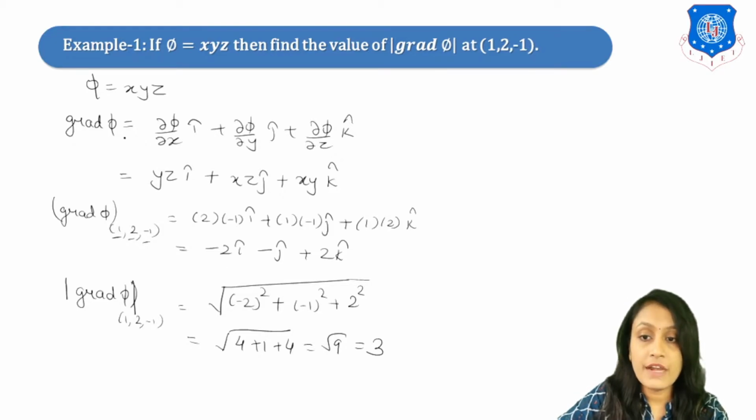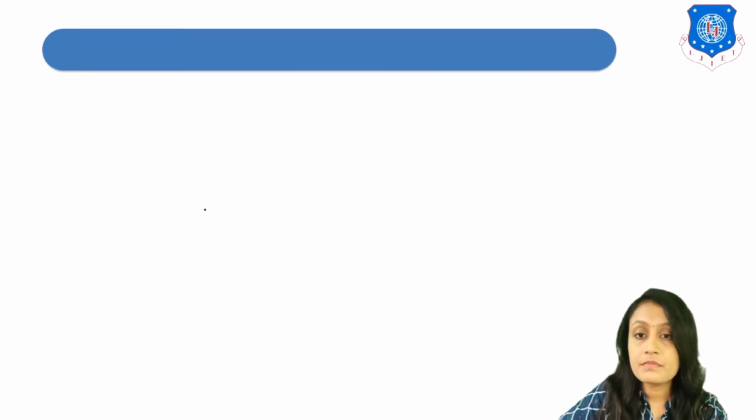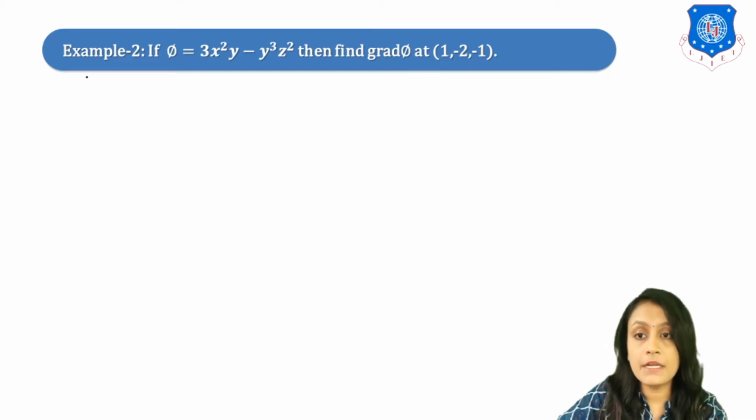So the method to find gradient is very easy. We have to just find the derivative with respect to x, y and z. If a particular point is given, then we have to find it at that particular point. And if it is asked that we have to find mod, then in this way we can find its mod also. Now let's begin with the next example.